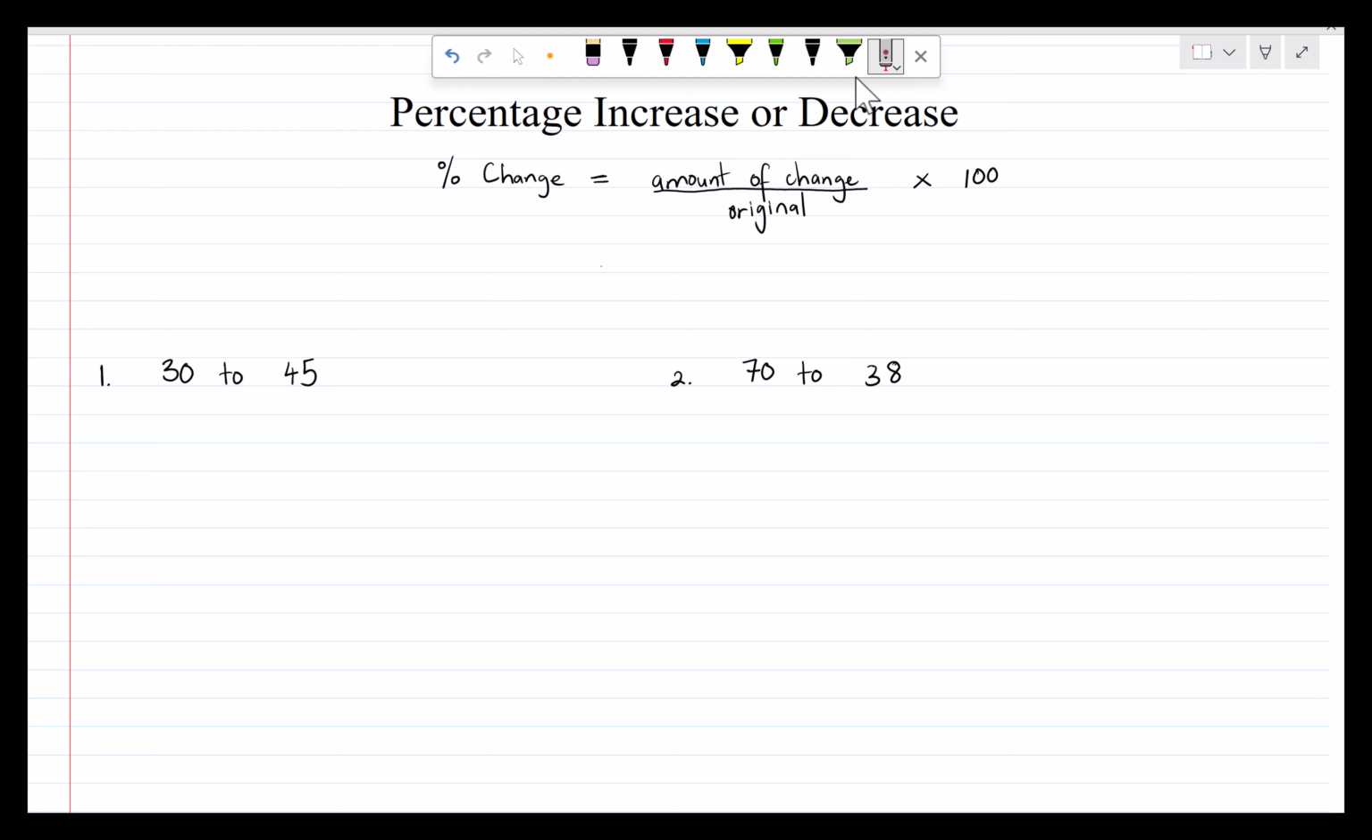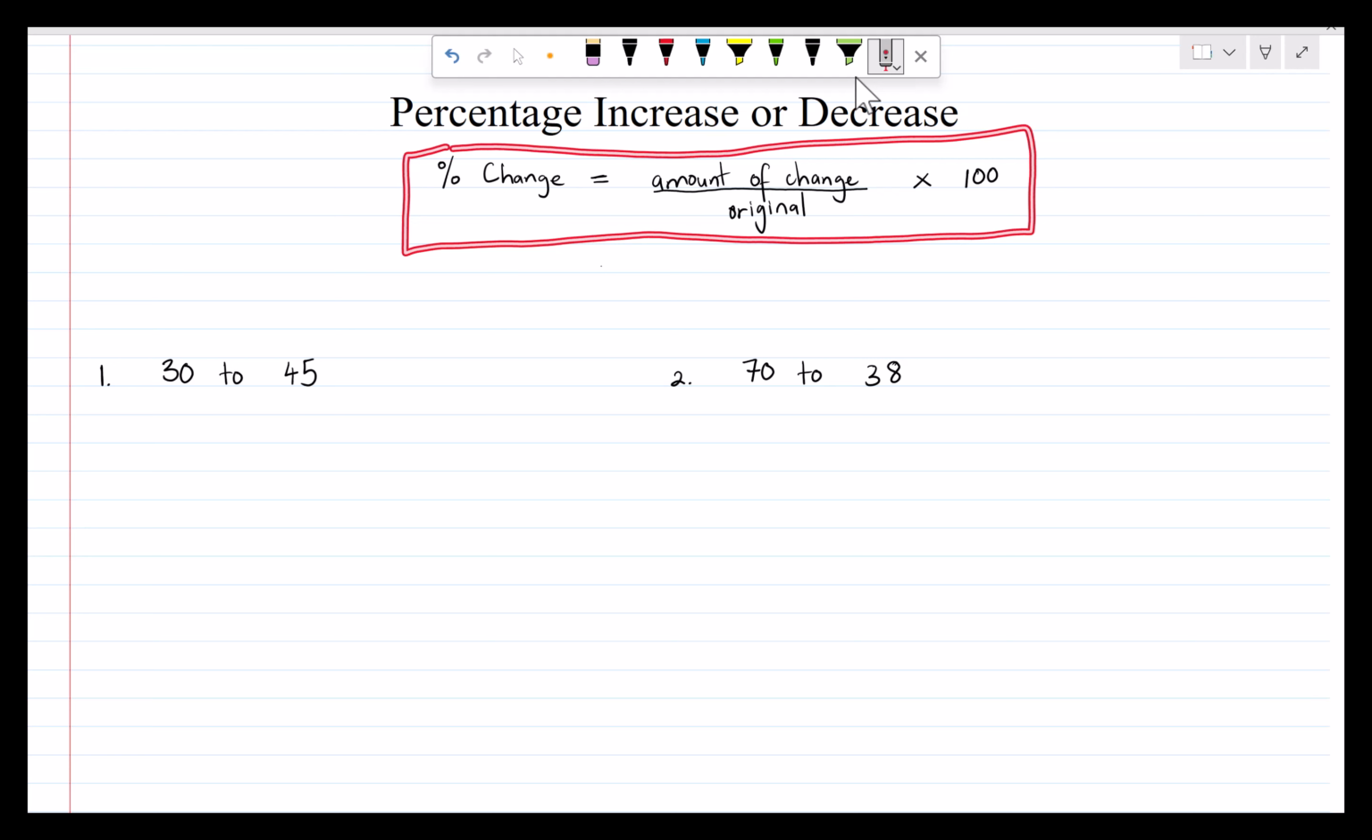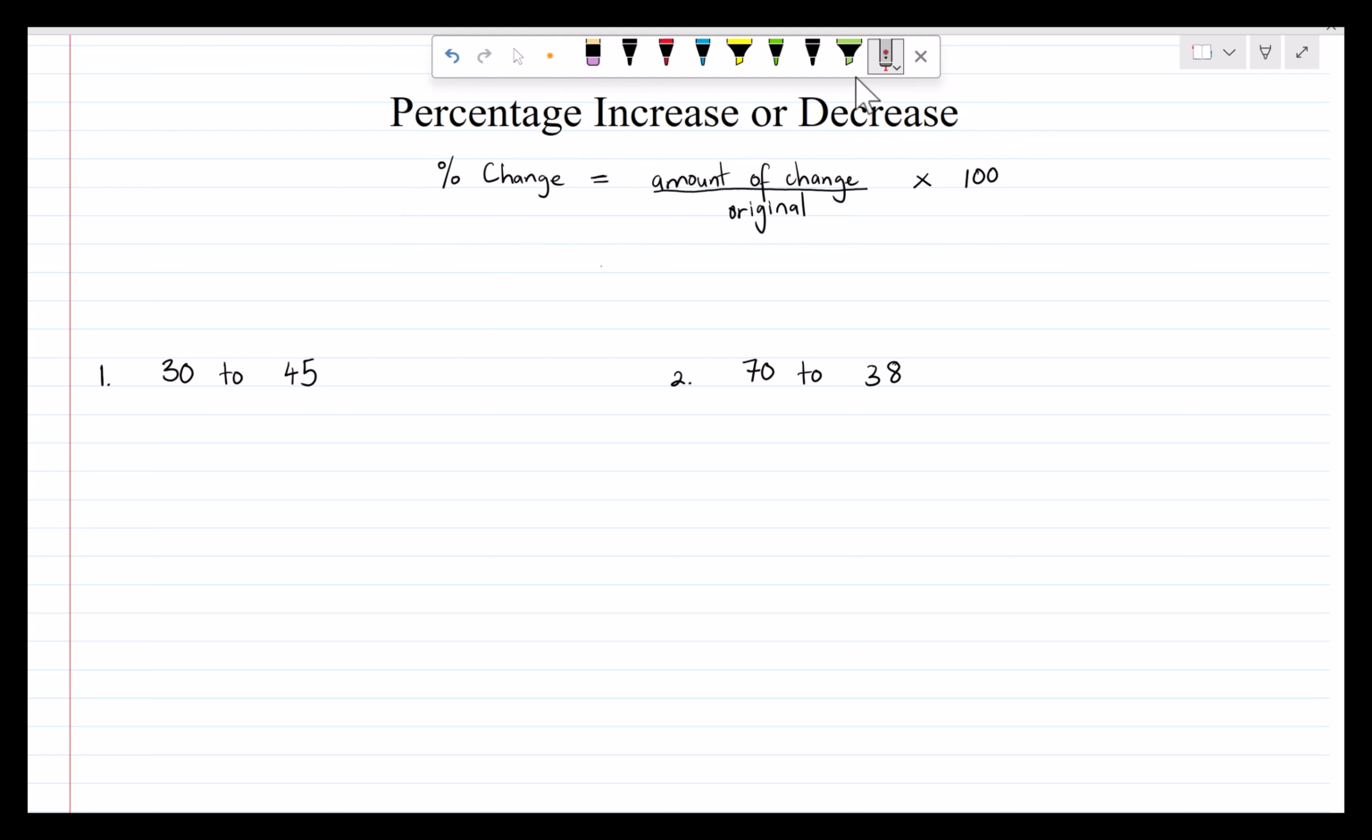In this video, I'm going to show you how to calculate the percentage change or the percentage decrease. And we're going to use this formula right here, which says the percentage change is equal to the amount of change over the original multiplied by 100.